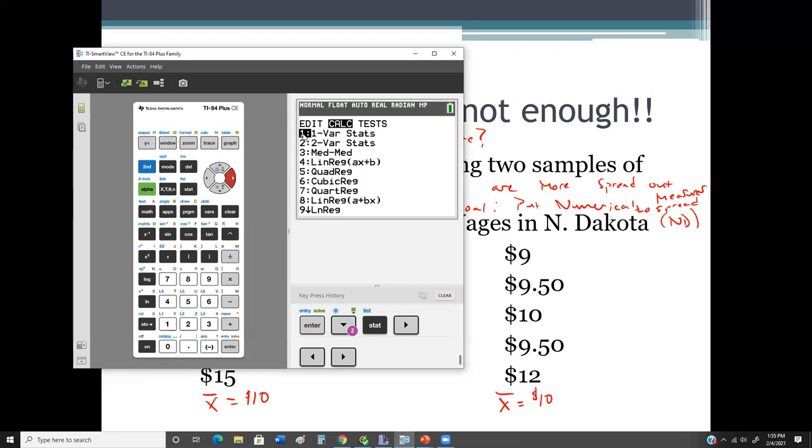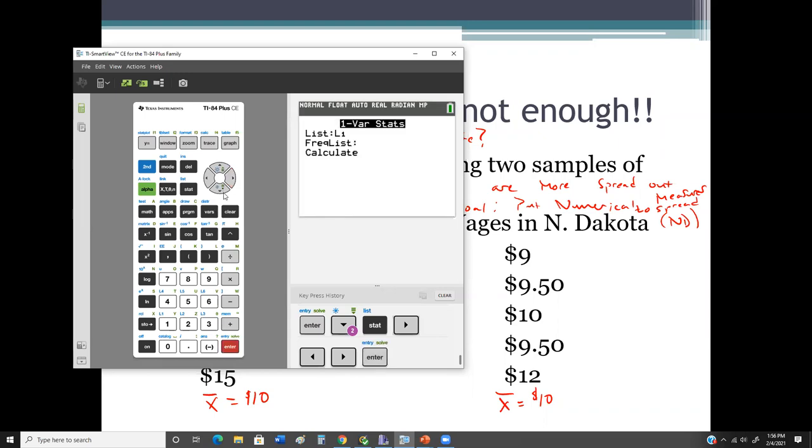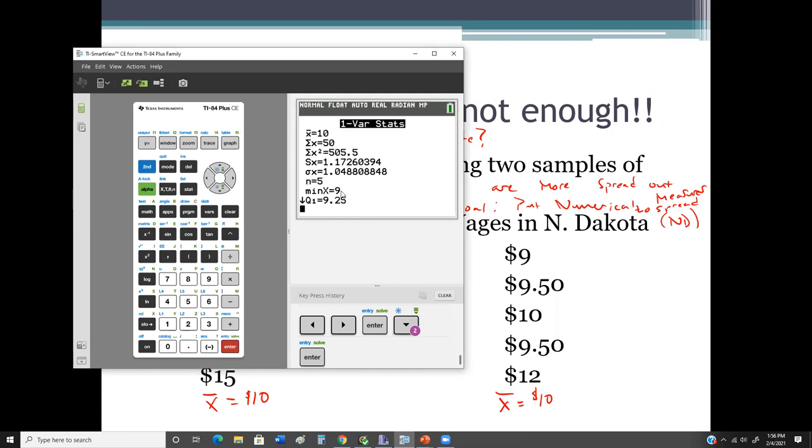Yep, and you see how this is important. You see how one is highlighted here? Just hit enter. And then you're gonna scroll down with your calculator again to hit calculate. And you should see something that looks like this. I have no, yep, I got it, but I have no idea. Okay. Don't worry, we're gonna practice with this a bunch.